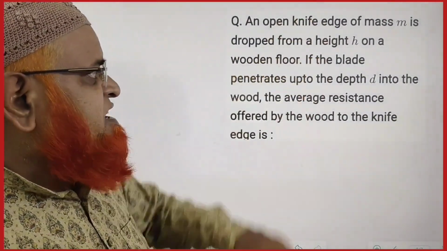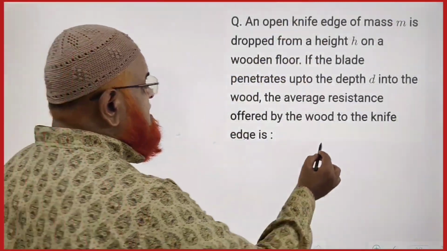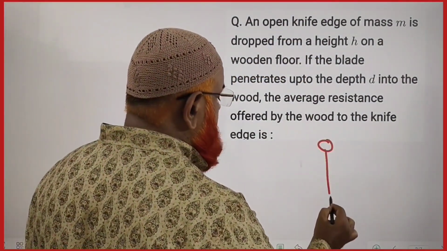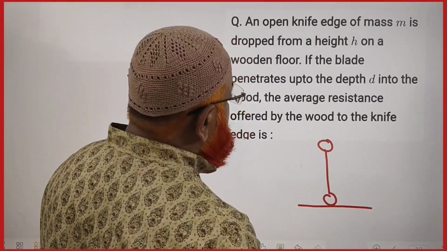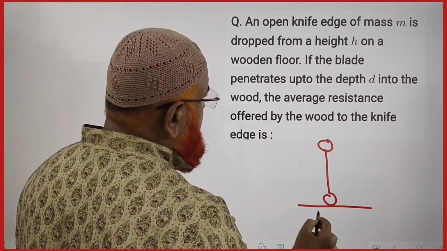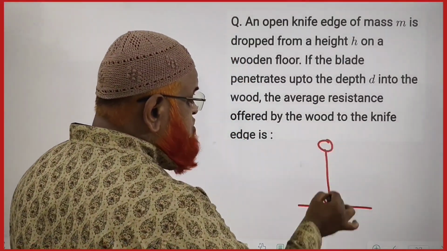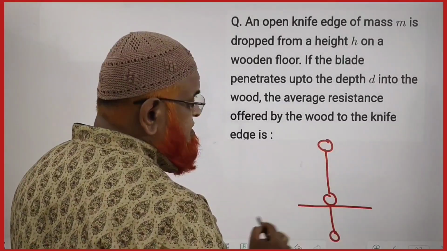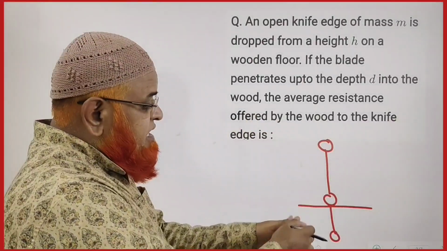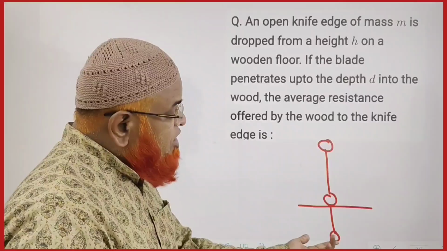तो a knife edge of mass m is dropped from certain height. तो यहां से जो है एक नाइफ एज जो ड्रॉप हो रहा है, और लेट अस इमेजिन दिस इज अ वुडन फ्लोर. ओके, ये वुडन फ्लोर है. एक नाइफ जो है अंदर जाएगा वुडन के अंदर, ठीक है, एक वुड के अंदर जाएगा. इट गोज इनसाइड द वुड बिकॉज एंड स्टॉप टू सर्टेन एक्सटेंट.